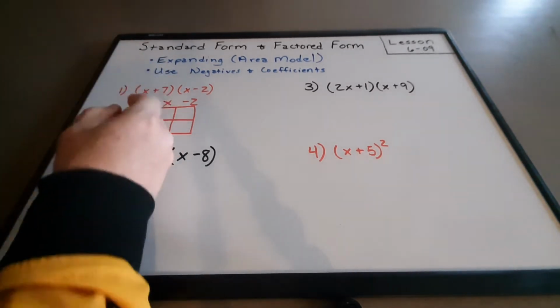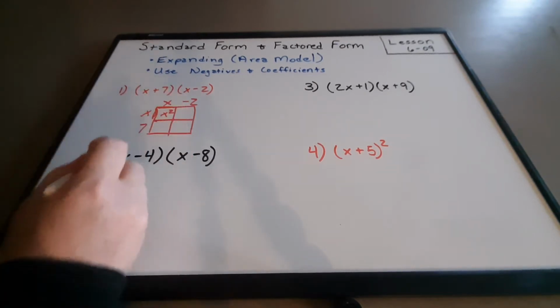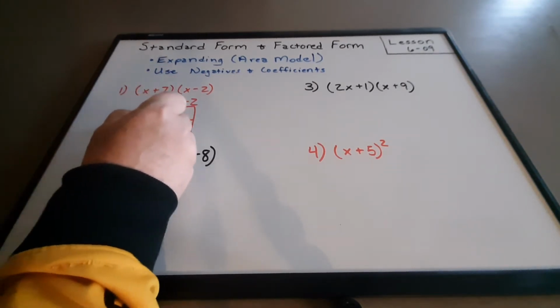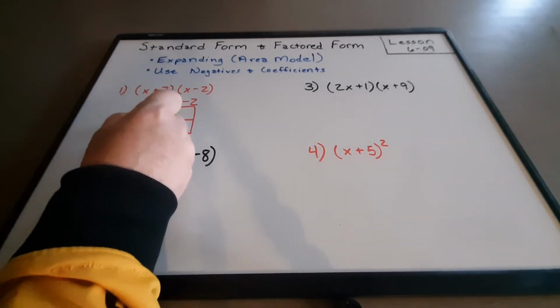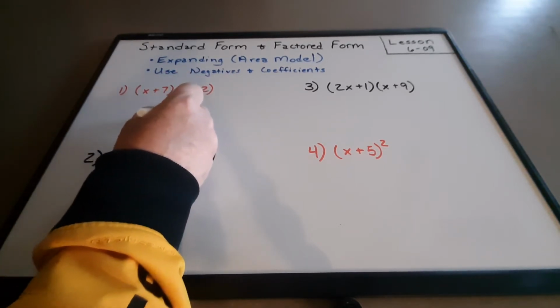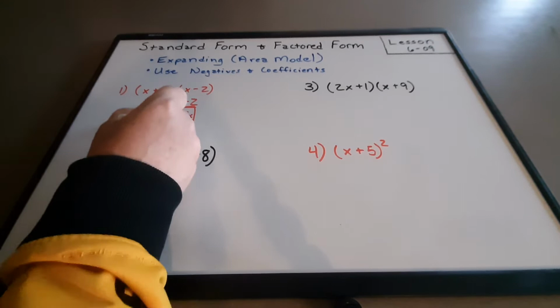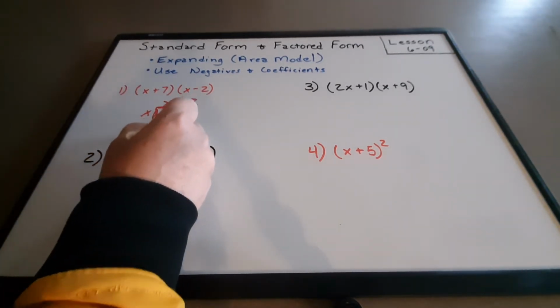So x times x here is x squared. This one is 7 times x, so we're going to get 7x. We've got negative 2 times x, that's going to give us negative 2x. And then we have positive 7 times negative 2, which gives us negative 14.